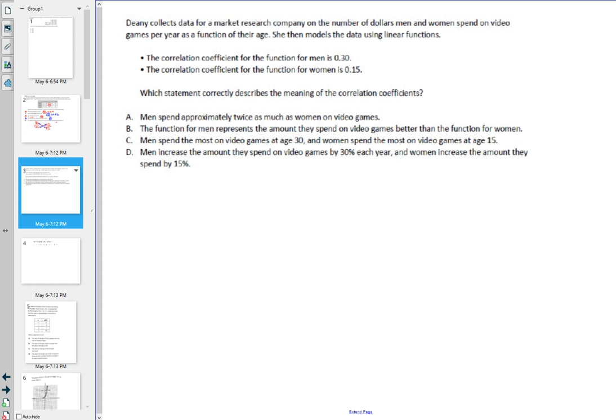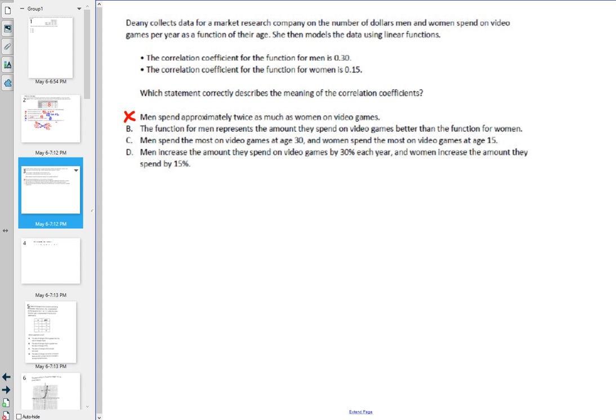So the correlation coefficient for men is 0.30. The correlation coefficient for women is 0.15. Which statement correctly describes the meaning of correlation coefficients? That men spend approximately twice as much as women on video games? No, the correlation coefficient doesn't have anything to do with how much they're spending. All this is telling you is that there's a stronger relationship between the number of dollars that men spend on video games than on women. So it's not going to be A.